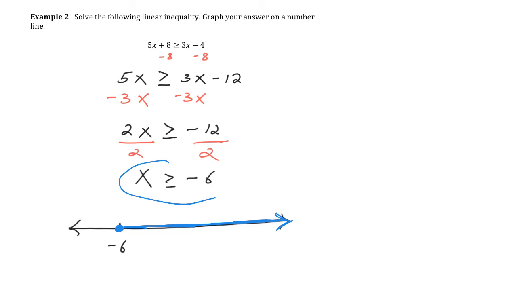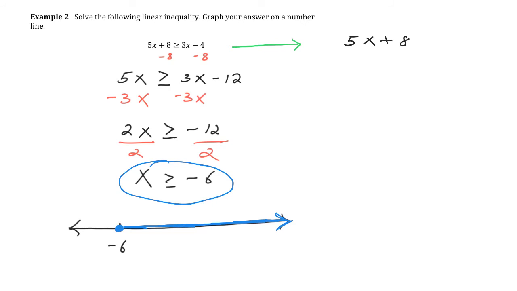You could say x is bigger than or equal to negative 6, or on a number line, you're starting at negative 6 and going to the right. So this is it for the example, but I would like to solve this a different way because there is something that can go a little bit wrong. So I want to start over at the beginning.